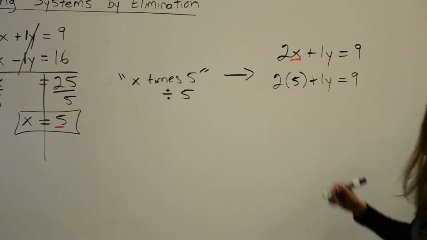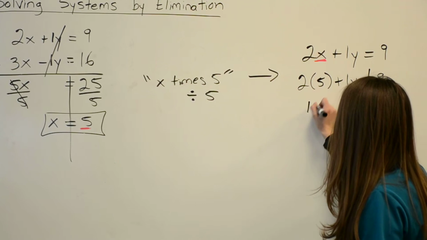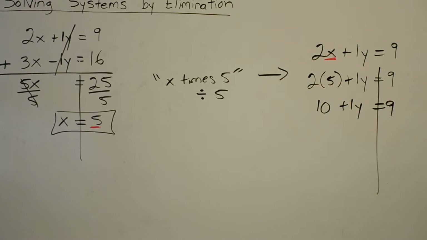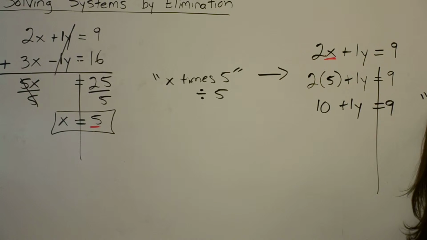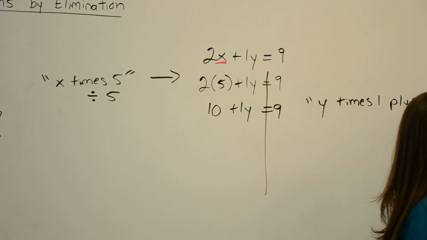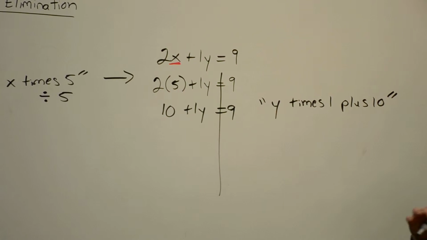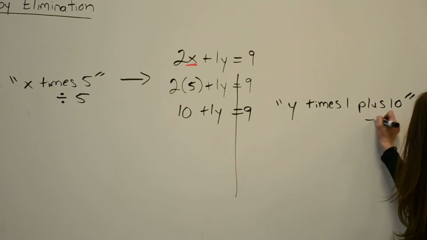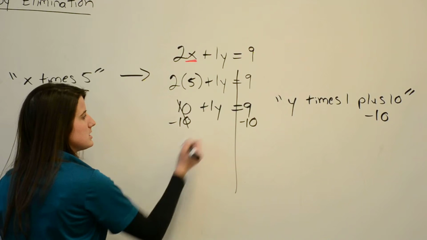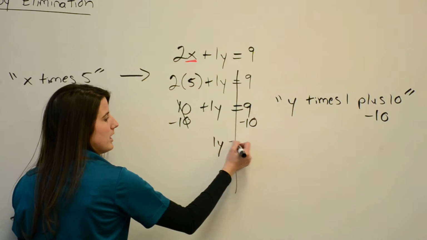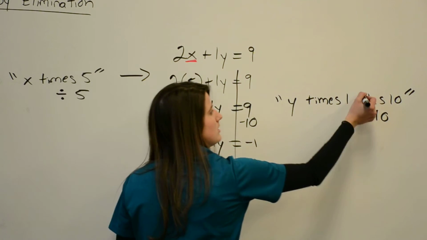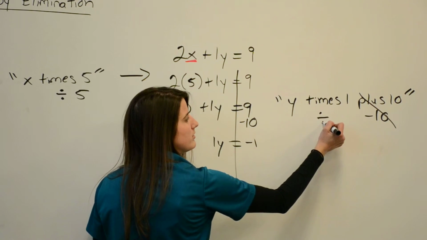And then you're going to simplify and solve for y. 2 times 5 is 10. Plus 1y equals 9. And then you can write it out. So y times 1 plus 10. And then it's just a two-step equation, so you work backwards. So the opposite of plus, so you subtract 10, minus 10 on both sides. These cancel. You get 1y equals negative 1. The opposite of times. So you divide by 1.